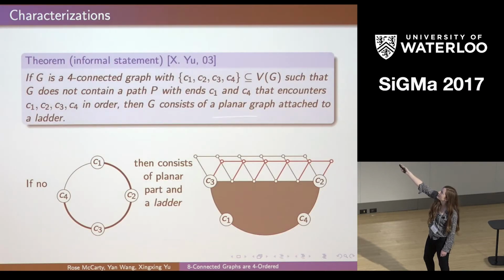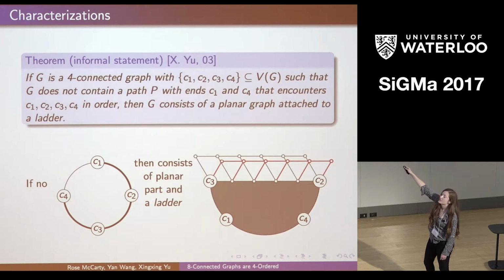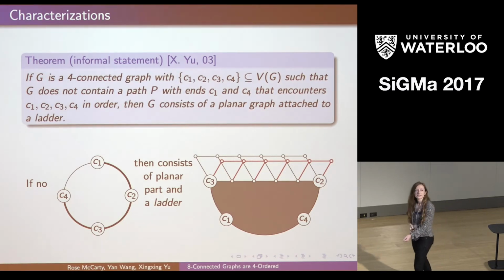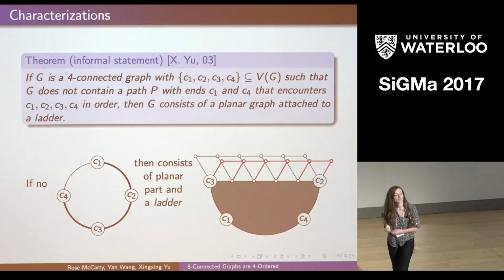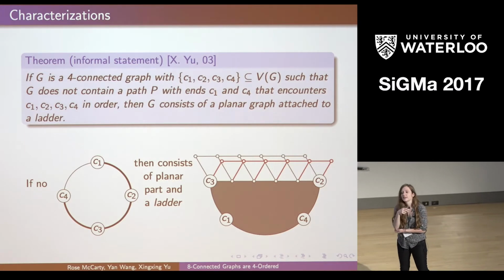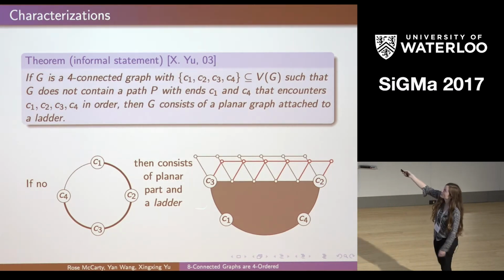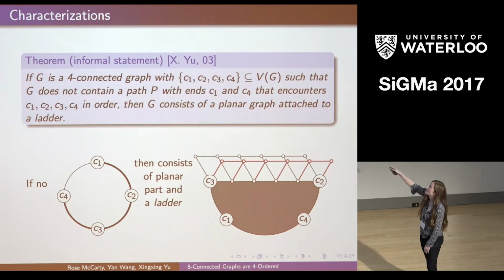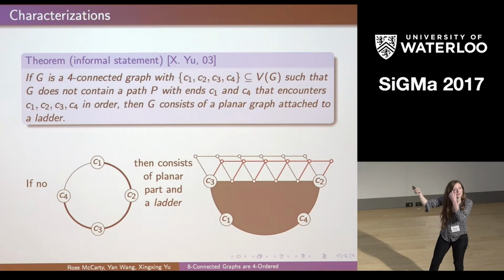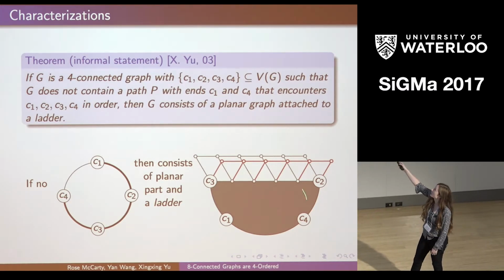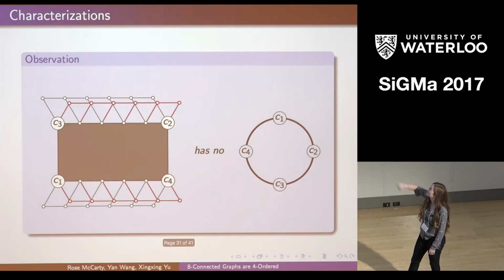That's what the ladder is right here. And so then in fact G does consist of a planar part and then a ladder attached along the C3, C2 path. And so we can think of this as one case where we can get an exact structural theorem, as opposed to the general graph minors. So this is an if and only if statement. And of course I'm stating it informally, but this is an if and only if statement in terms of adding a vortex to the top of this.